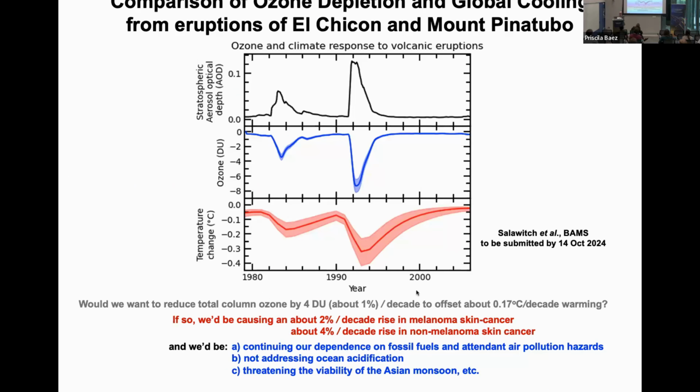So if we're worried about offsetting 0.17 degrees per decade of warming, that's how much we're warming, we're going to reduce column ozone by about 4 Dobson units per year. If we do that, we're going to have a 4 Dobson unit per decade, it's all per decade. So we'd be causing about a 2% per decade rise in the bad cancer, a 4% per decade rise in the less bad cancer. We also would continue our dependence on fossil fuels, all the air pollution. We wouldn't address something very few people talk about, ocean acidification, which is going to devastate the world's ocean ecosystem.